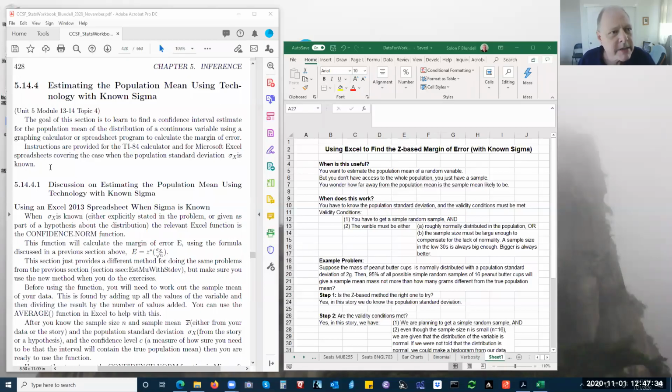So this presentation is about estimating the population mean using technology. In this case, we're going to use Excel in the situation where the population standard deviation is known. Okay, now that's not an especially realistic situation.